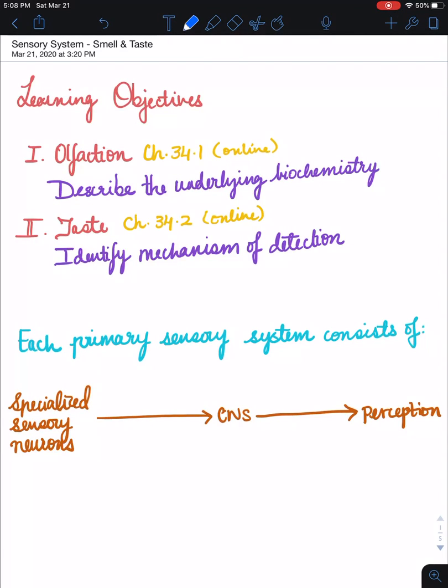Hi everyone. Today I'm going to be going over the sensory systems of smell and taste.